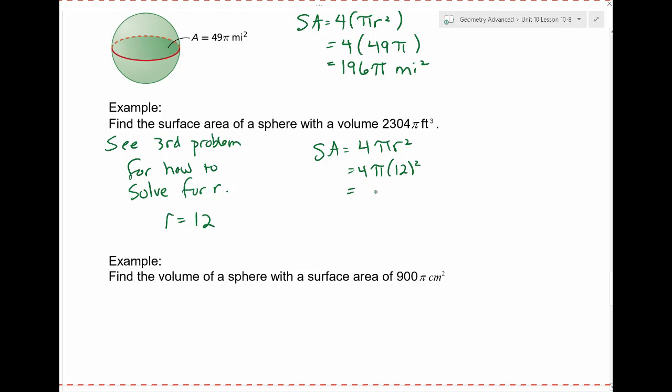What did you get, Paige? Did you get the answer? Yeah, I got it. Are we supposed to leave it? Yep, in terms of pi. If I don't tell you otherwise, always leave it in terms of pi. Okay, I got 576. Perfect. That's what I got too, so two of us are right, so that's a good start.